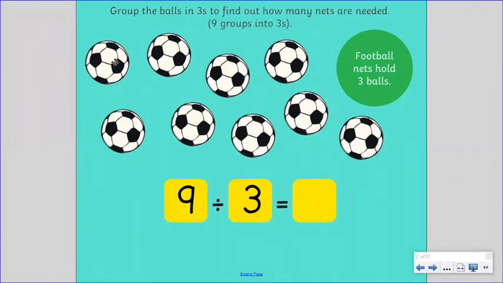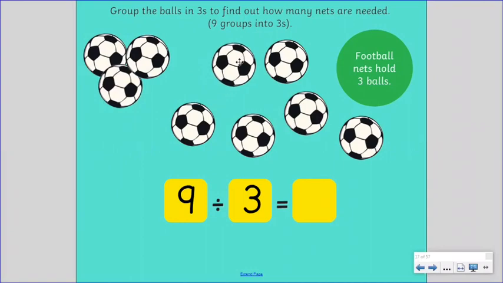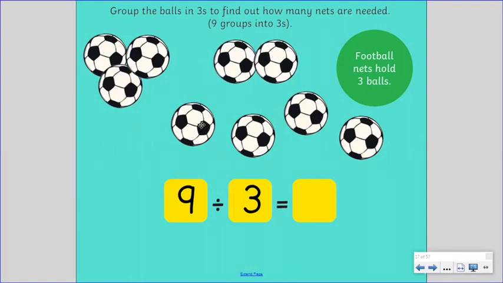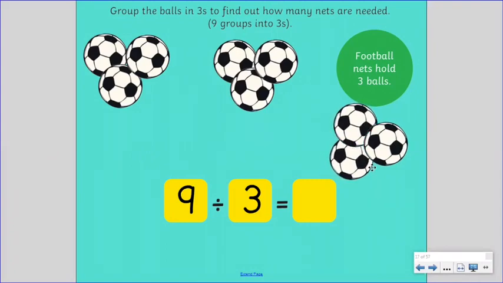Okay, I'll show you how we do this. So I'm going to make one group of 3 footballs, another group of 3 footballs, and another group of 3 footballs. So you can see I've put the 9 footballs into groups of 3. Each group's got 3 footballs.